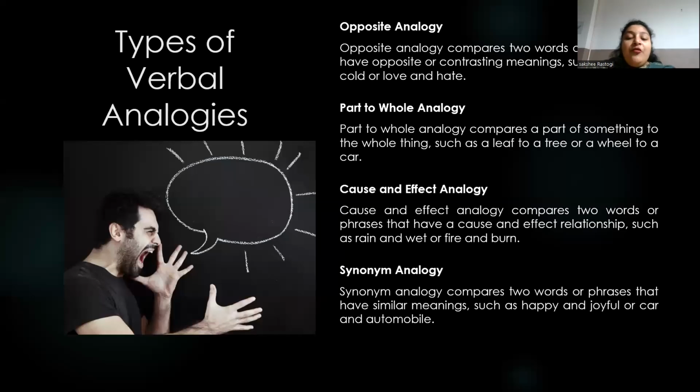In each example, the first word is paired with its synonym, a word with a similar meaning, and the second word is paired with its synonym. So synonym analogies develop vocabulary and understanding of word meanings, critical thinking, problem solving skills, the ability to recognize relationships between words, and language skills and communication. So what are simple analogies? What do you mean by simple analogies?